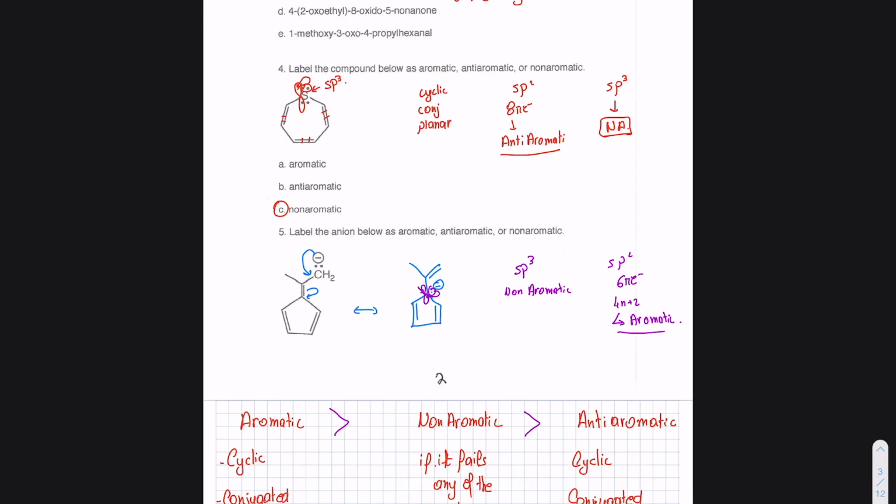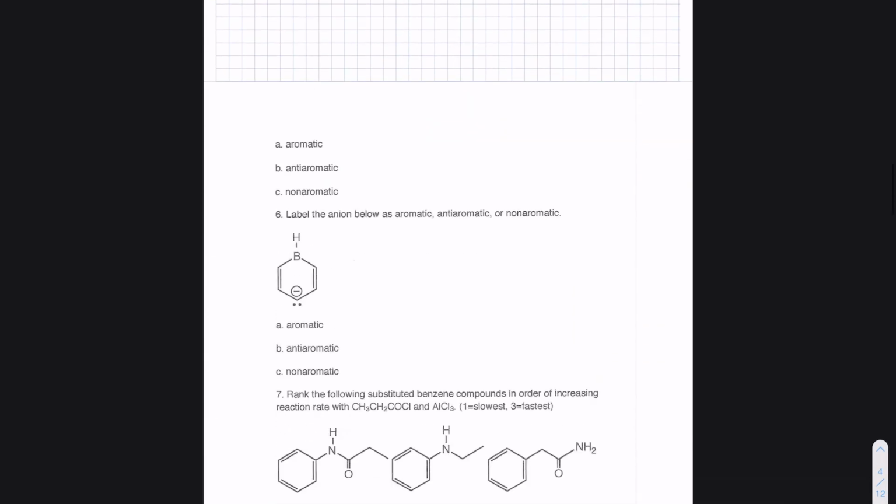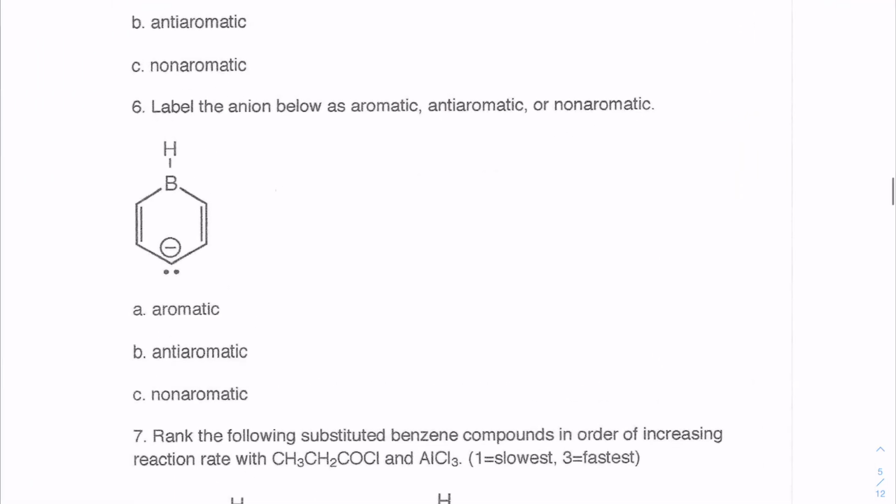So the answer would be aromatic. So it's going to be A. For number 6, label the anion below as aromatic, anti-aromatic, or non-aromatic, as before.